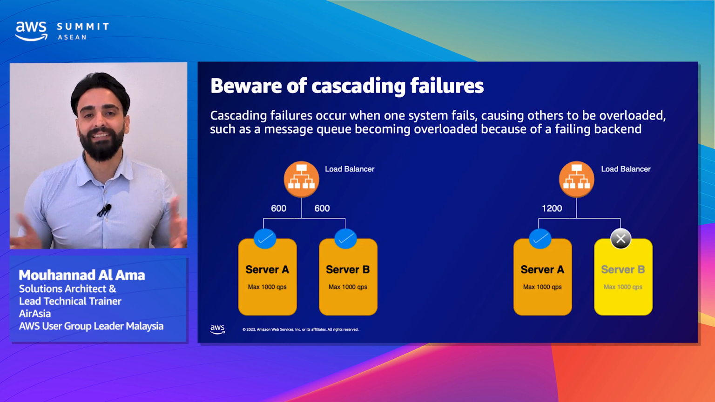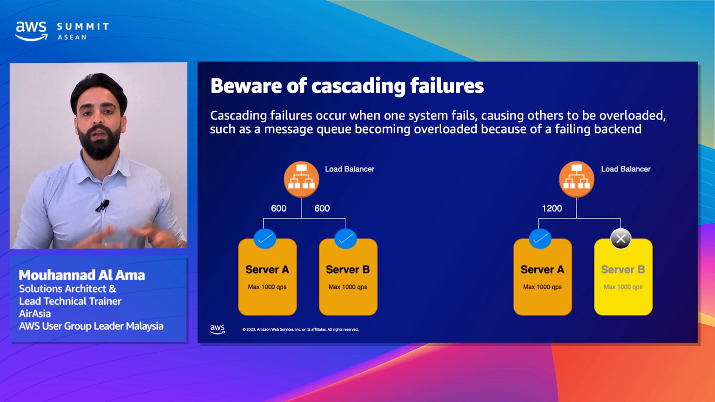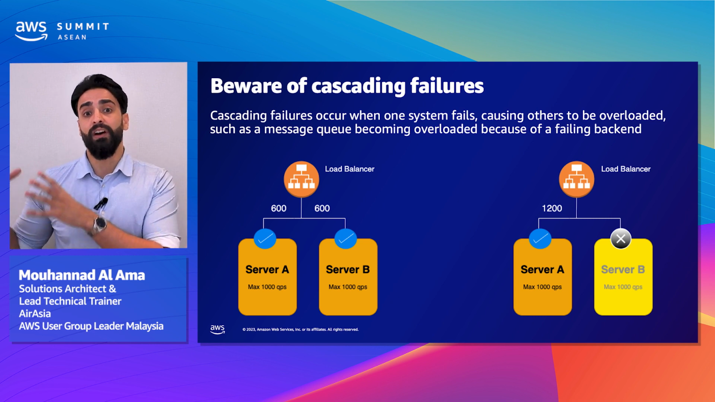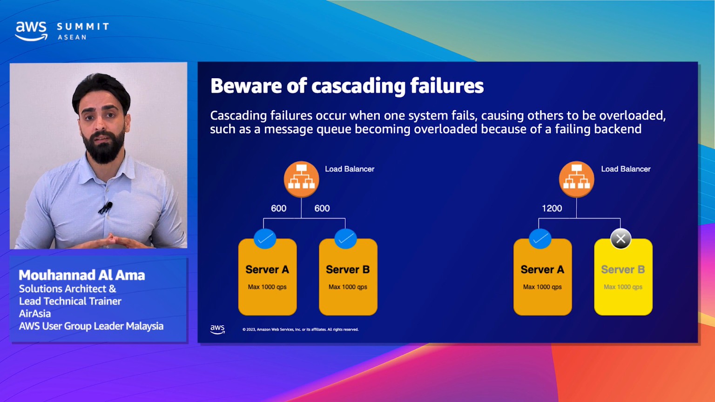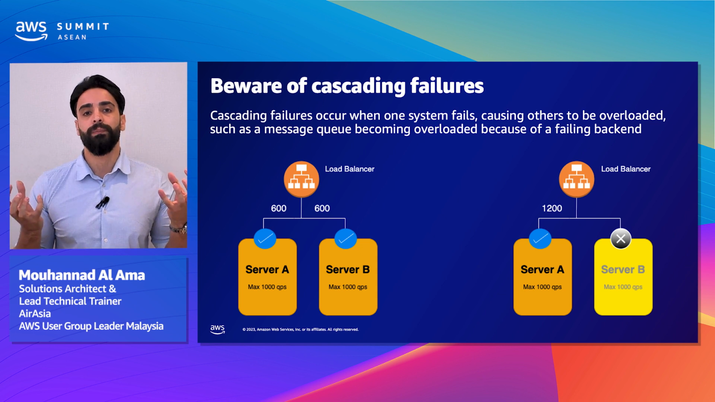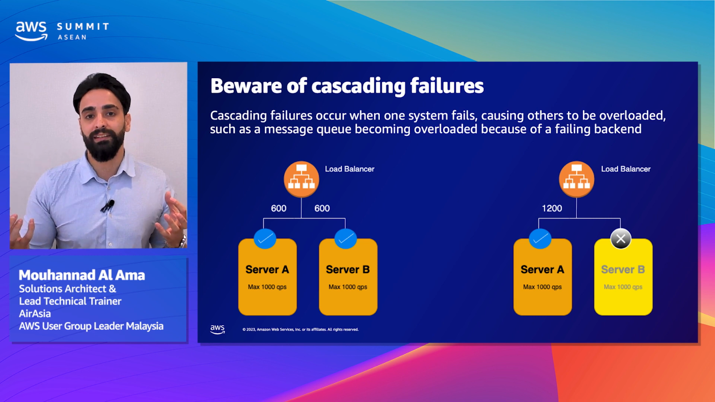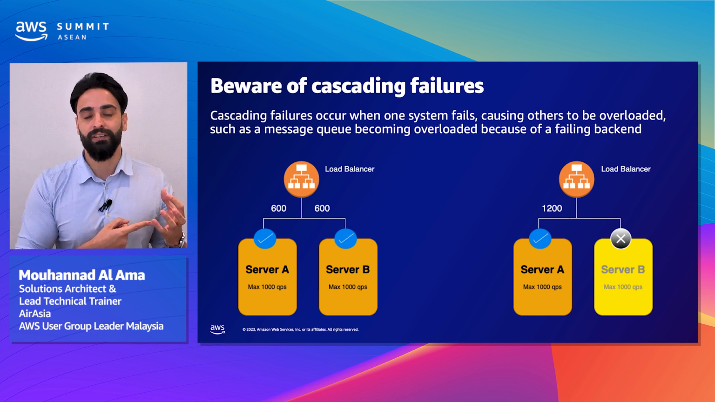Be careful of cascading failures, which often occur when a failure in one part of the system increases the probability that the other portion of the system will fail. Let's say you have two servers. If one server fails, the other server will be overloaded handling the capacity of the failed server.